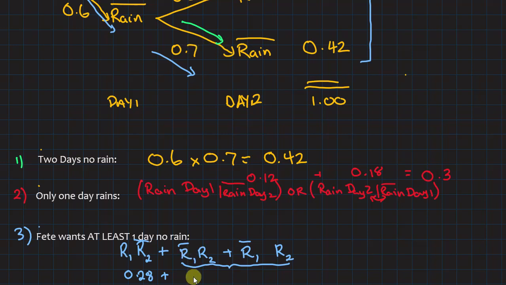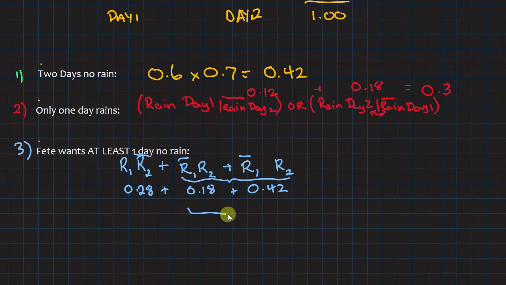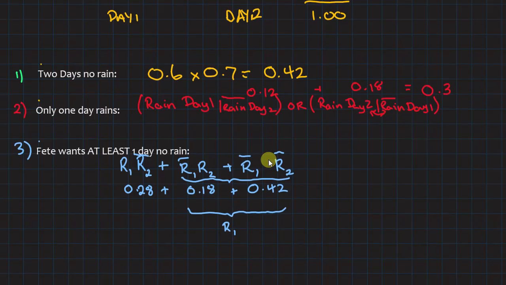We have 0.18 plus 0.42. And the thing to notice about these two is this is actually the same as the probability of factorising out not rain. This is the same as not raining on day one only. And the sum of that comes out as 0.72.